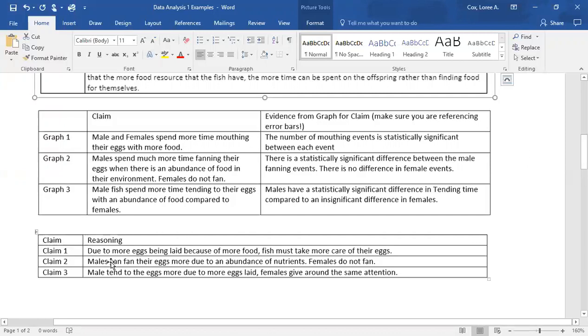So for claim 2, where they earned their point, let's look and see if they got reasoning for that. Males can fan their eggs more due to an abundance of nutrients. Yes. Okay, so this person got a point across the board here for claim, evidence, and a good reason.